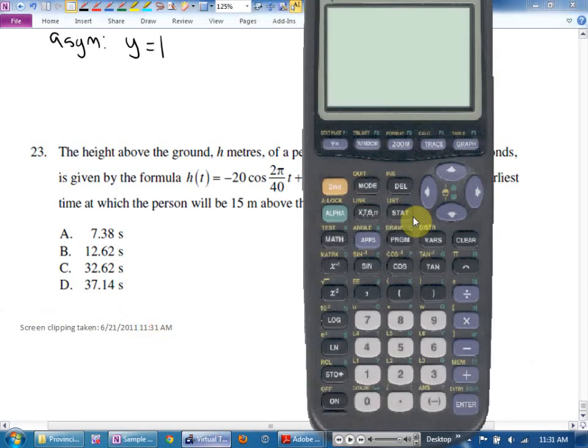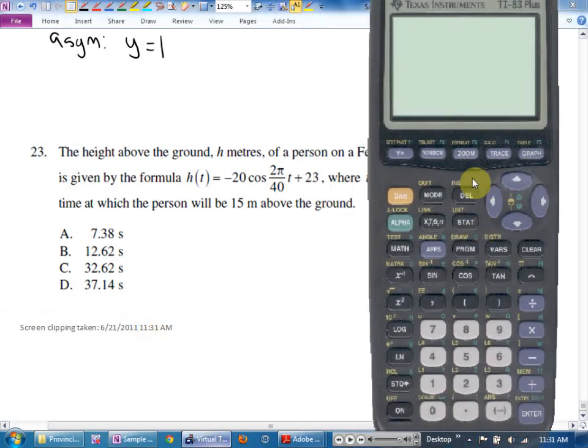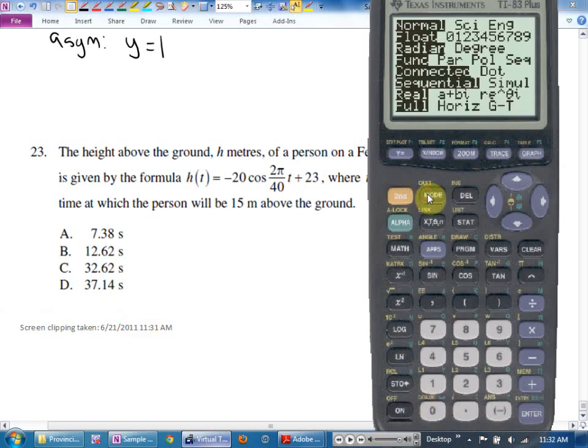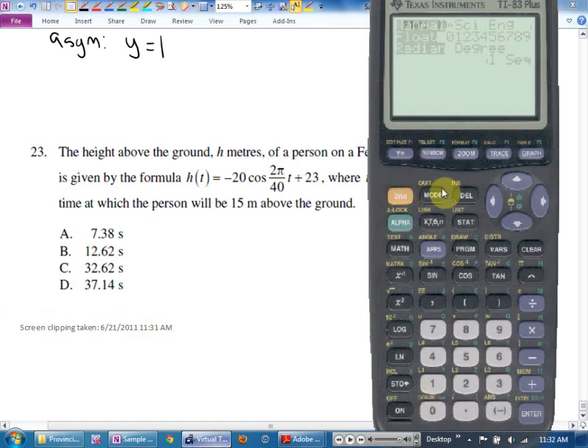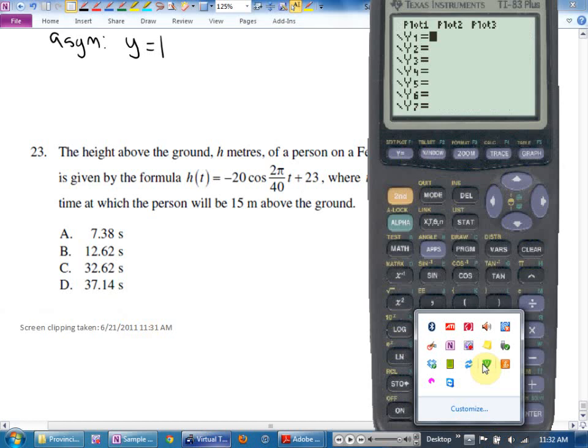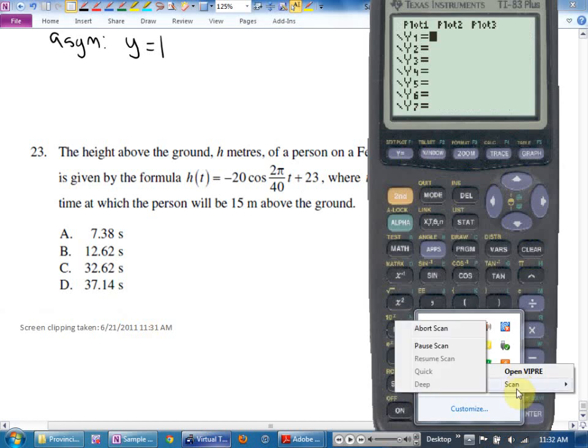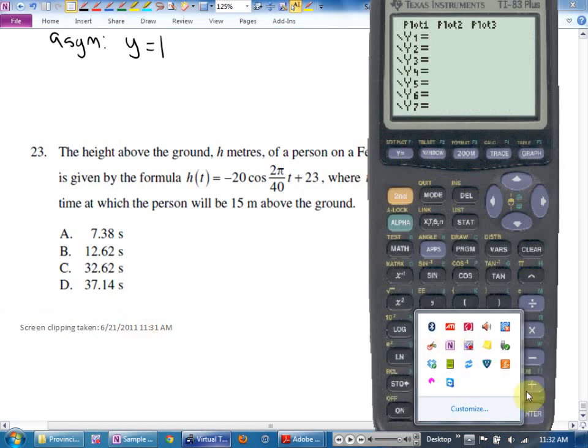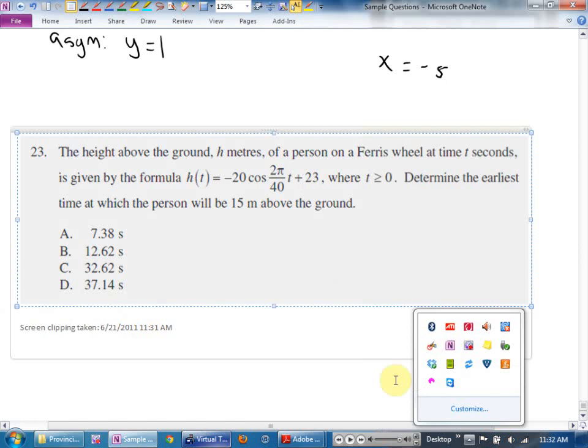Negative 20 cosine of 2 pi x over 40, close bracket, plus 23. Okay. View window, x is time.